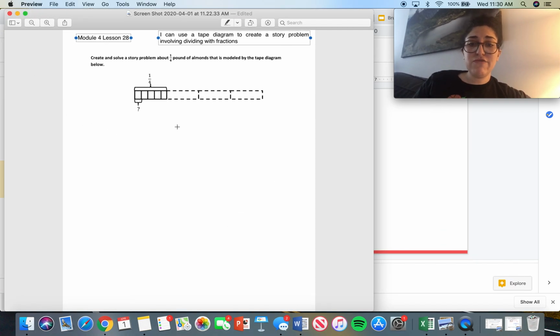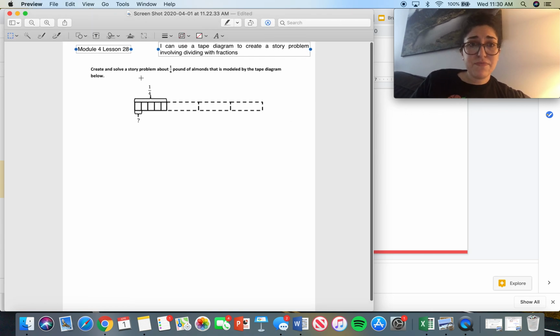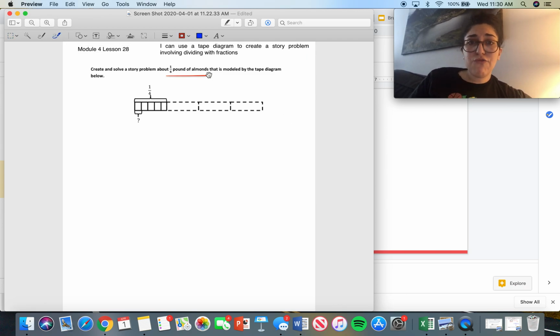So again, the same objective is to figure out, using this tape diagram, can I create a story problem where I'm going to be dividing something or that involves division of fractions? And here it says, can you create a story problem about 1/4 of a pound of almonds? That's a type of nut, right? 1/4 of a pound of almonds, and that is modeled by this tape diagram.